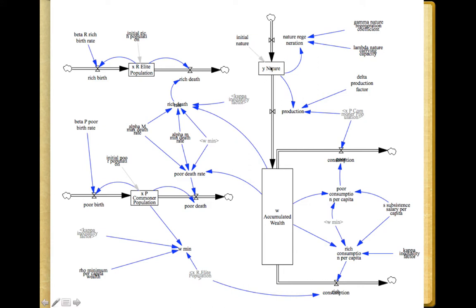And nature is depleted or consumed by production. Production is driven by the production factor and the population of commoners. Commoners extract nature to produce, and production then feeds wealth. Wealth is consumed by both cohorts of population, and the consumption rates here and here are driven by the value of wealth and its ratio compared to this minimum, and the salary. And in the case of the elites, the inequality factor, or this salary differential factor. And that's how the dynamics work.